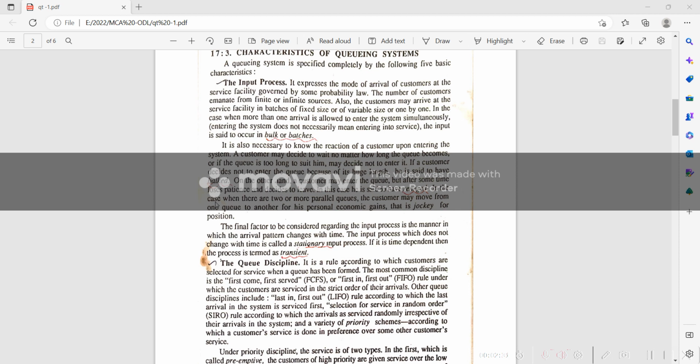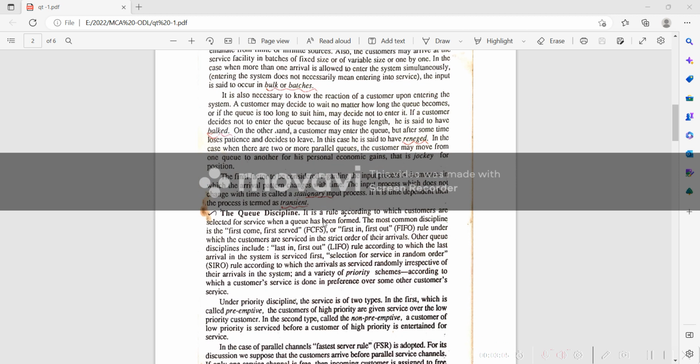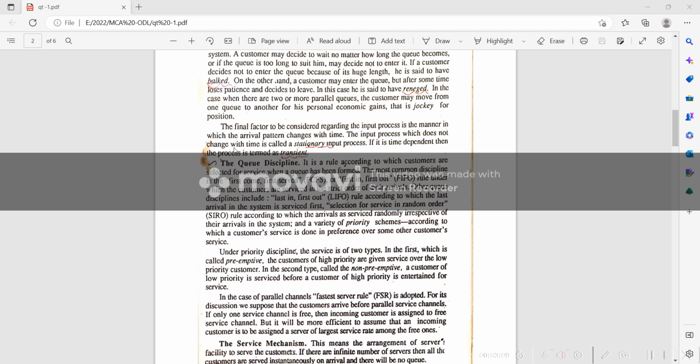Then another one: when there are two or more parallel queues. If servers are more than one, we can have parallel queues also. In that situation, the customer may move from one queue to another. He is standing in one queue and moves to another queue for his personal gain. That situation is known as jockeying for position. These things are mainly asked in the exam.